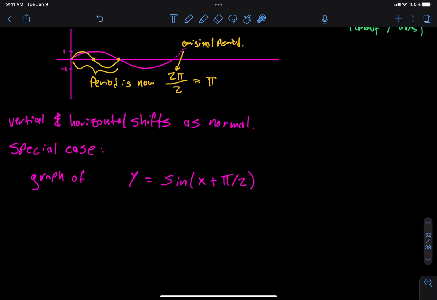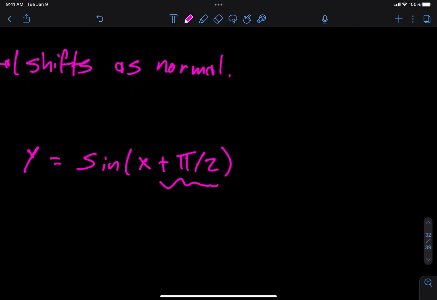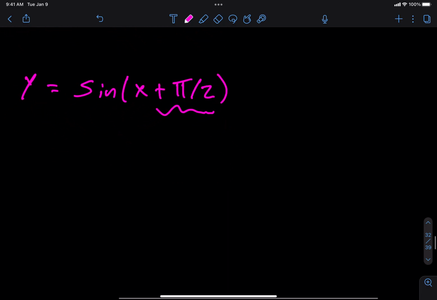All right, so that's pretty normal. I think you all have a pretty good understanding of that. The only thing we have to be careful about with a horizontal shift is that when we add by a number on the inside, how is that going to shift us? I'm going to go to the left.